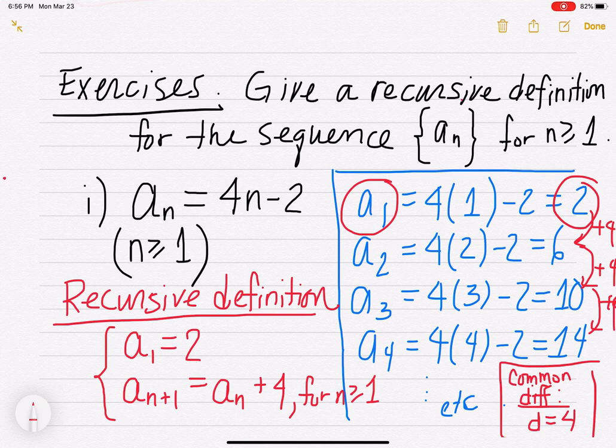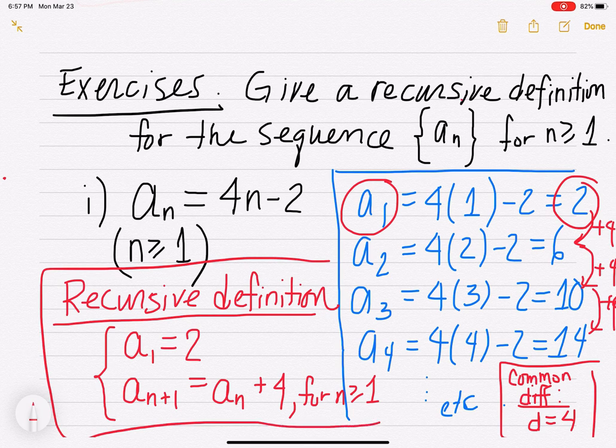So I already have a1 is 2. If I wanted to find a2, I would plug in 1 for the n, and I would get a2 is a1 plus 4. And then if I wanted to find a3, I would plug in 2 for n. I get a3 equals a2 plus 4, and so on and so forth. Here's our recursive definition right here.